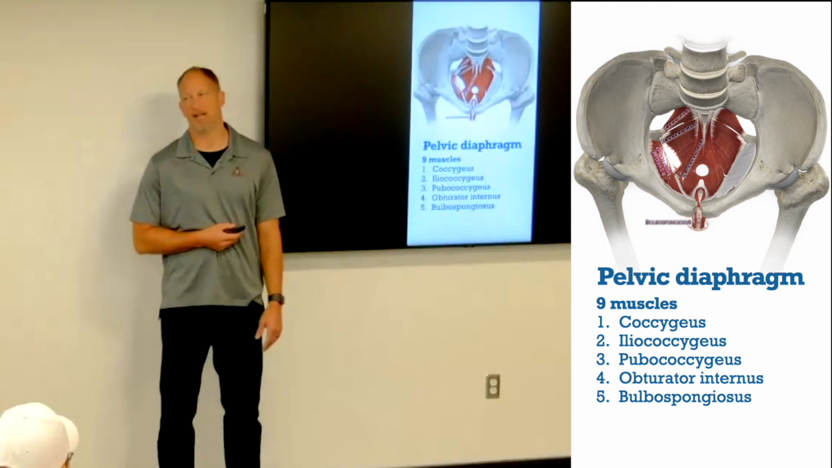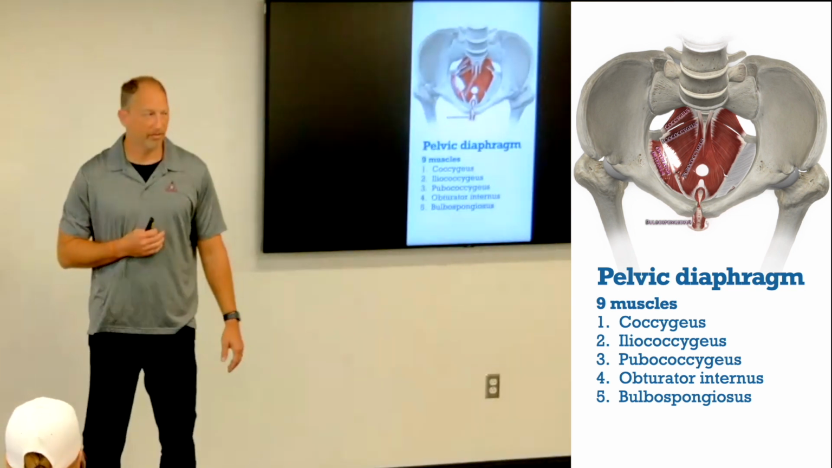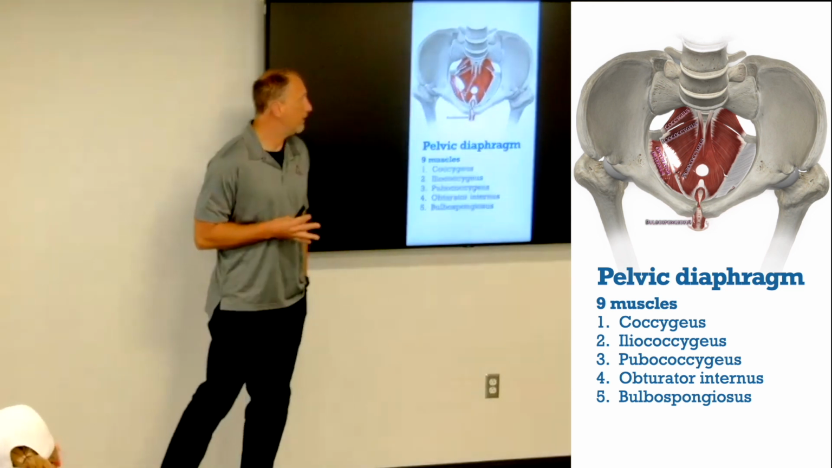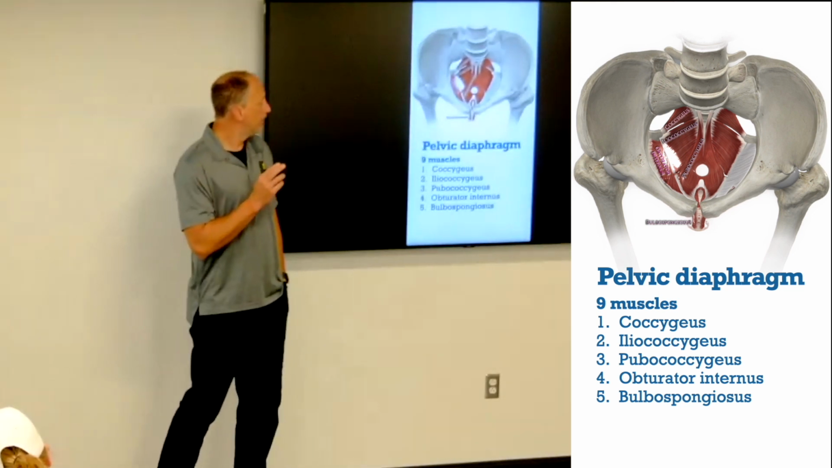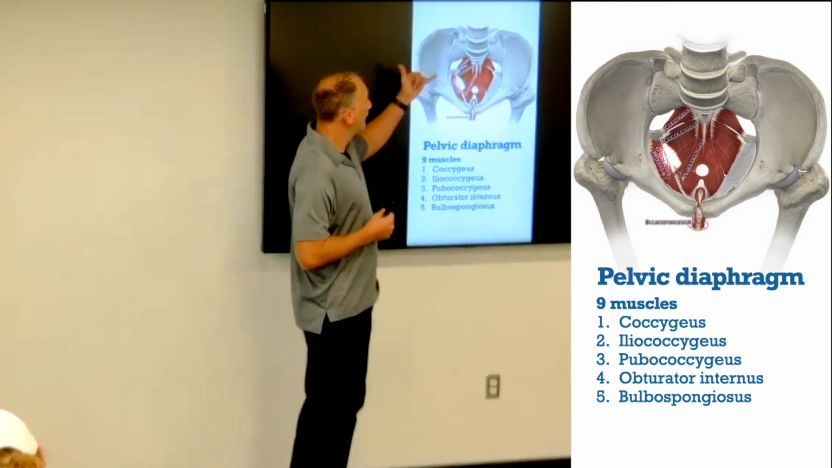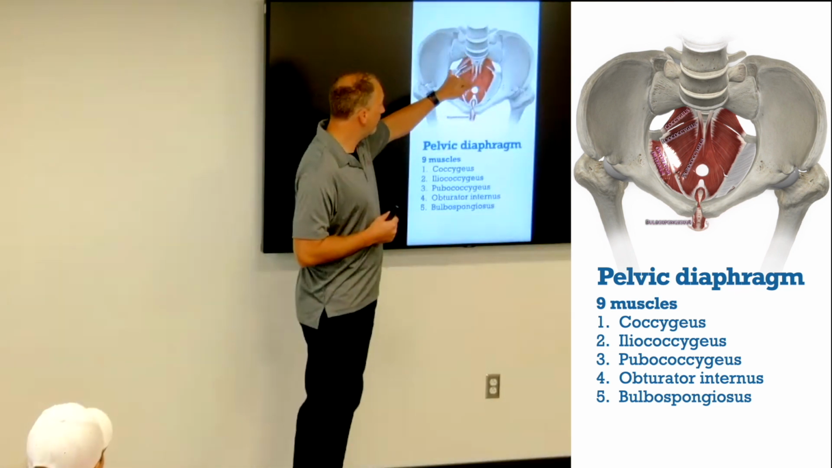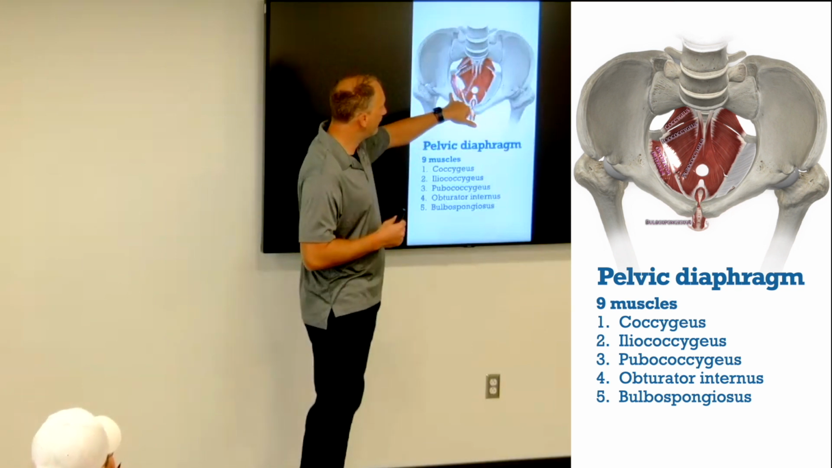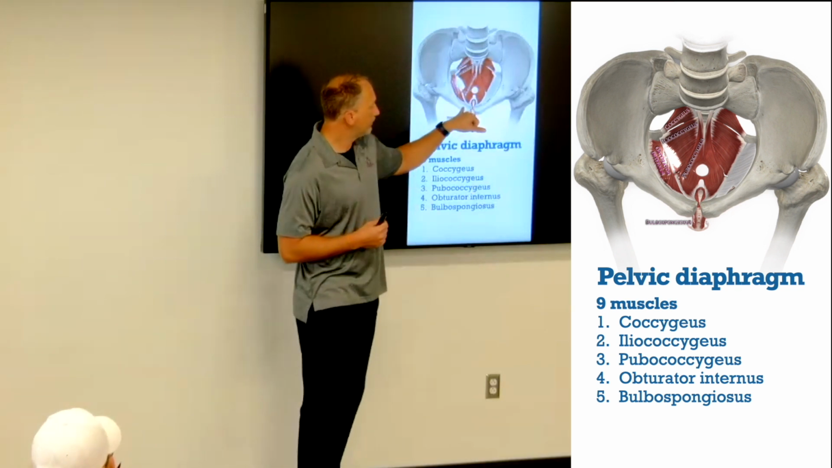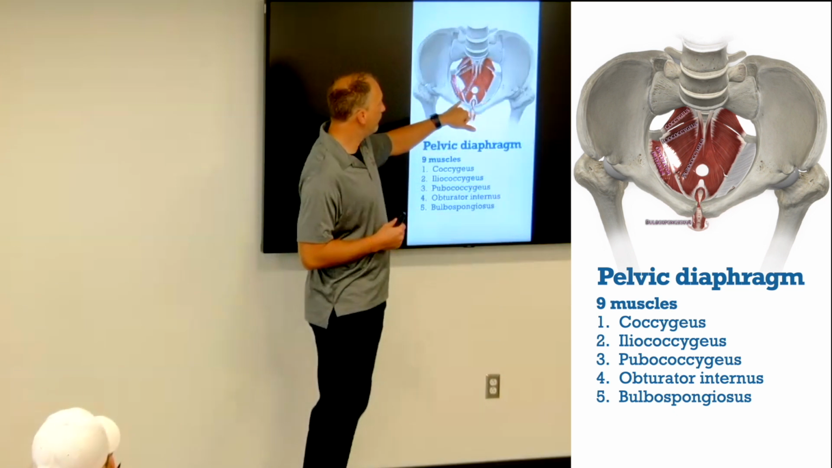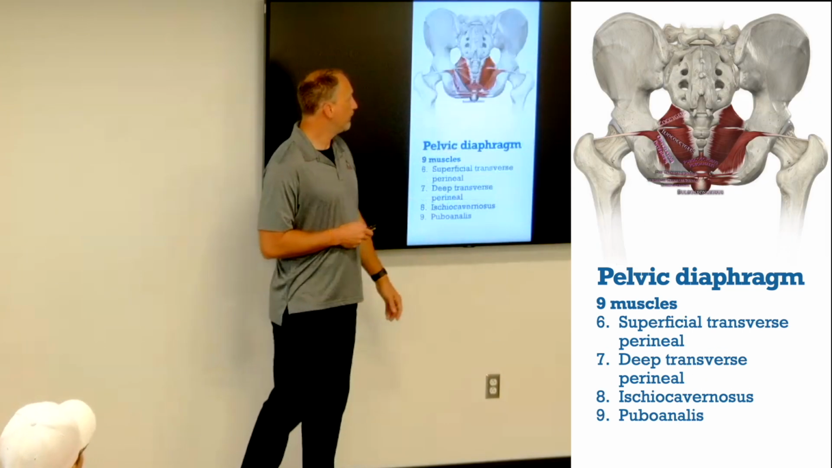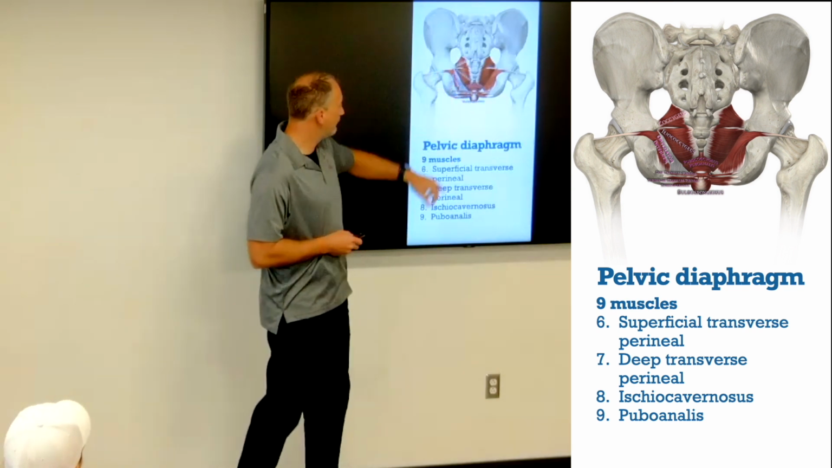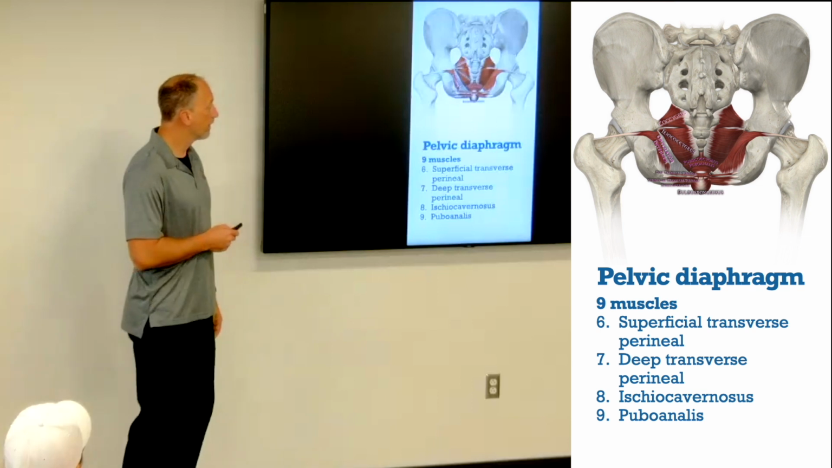Pelvic diaphragm. 9 muscles. They attach from the sacrum out to the ischium, ischial tuberosity, to the ischial ramus, to the backside of the pubic symphysis. When we come to the other side, we see the obturator internus actually comes in, attaches to the femur.